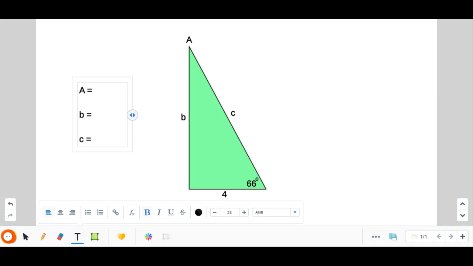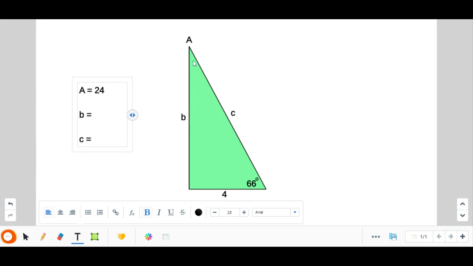So the easiest thing will be to get angle A. Well, again, angle A, if this is 66 degrees, to find angle A, you just do 90 minus 66, which would be 24. Now to find the two sides, well, we could start with either one. Let's say we want to start with side B. So if we want to know side B, well, we already know that the bottom side is 4. So if we're using the 66-degree angle, B is the opposite, and 4 is the adjacent.